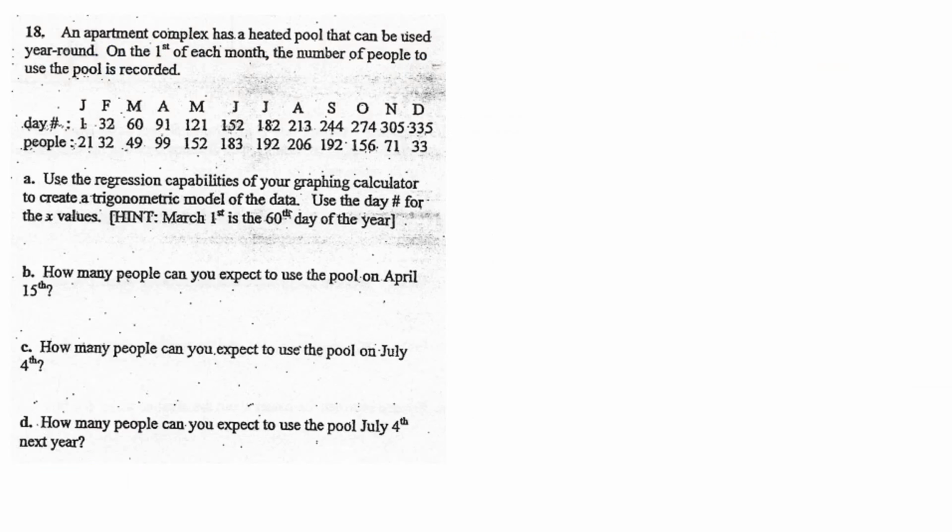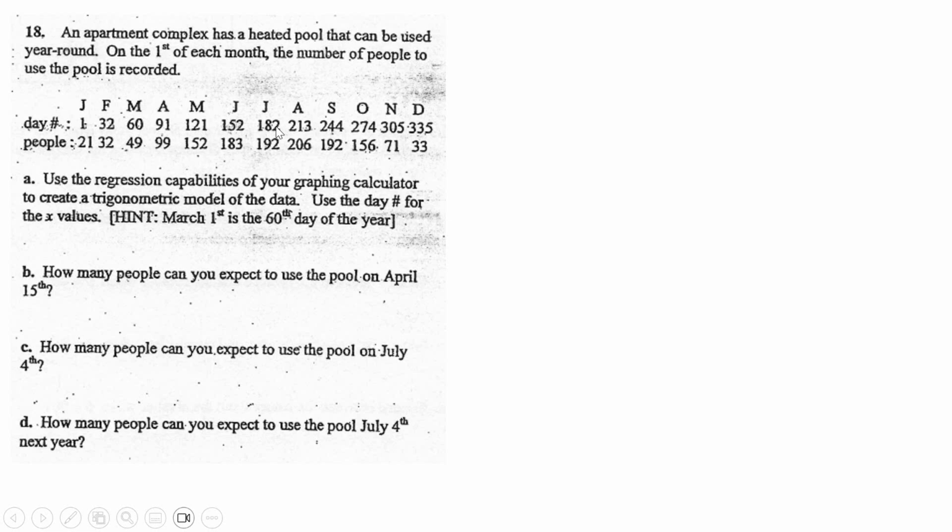An apartment complex has a heated pool that can be used year-round. On the first of each month, the number of people that use the pool is recorded. So just so we can see, this is January 1st, so that would represent an input value of 1. This is February 1st, there's 32 people that use the pool. That'd be input value of 32. Like for instance, July 1st, we represent by an input value of 182 and so on.